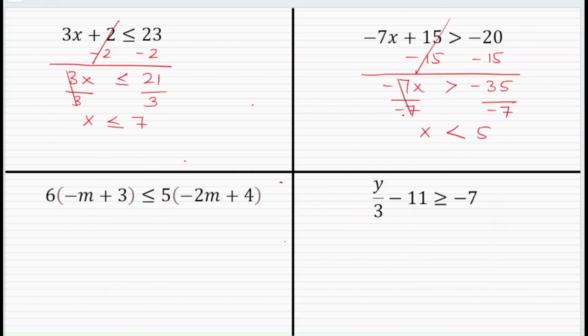So this rule, that when we divide or multiply by a negative number the inequality sign flips, means greater than becomes less than, or less than becomes greater than. This is a very important rule when we solve inequalities.